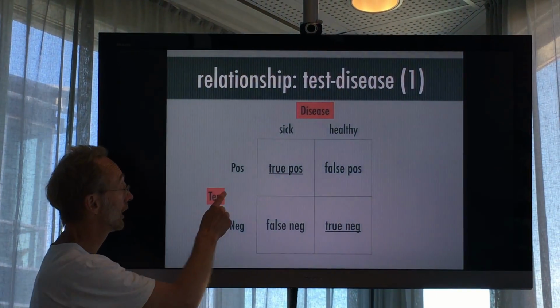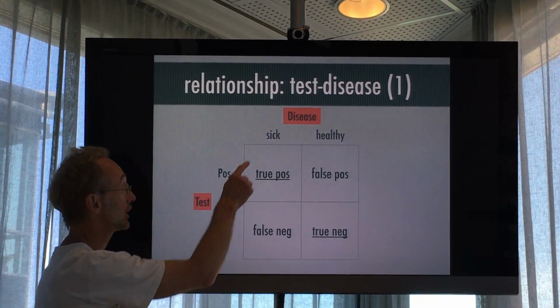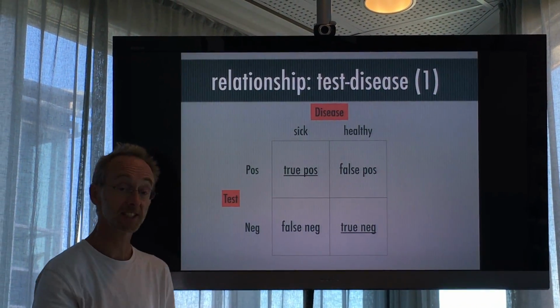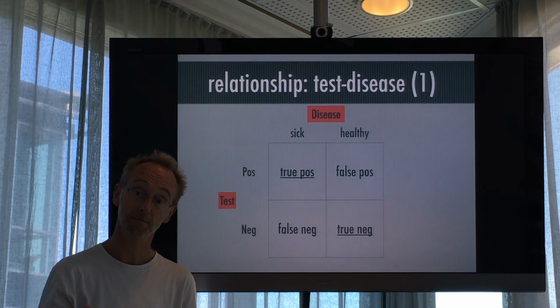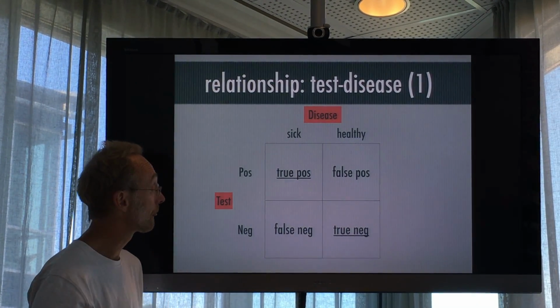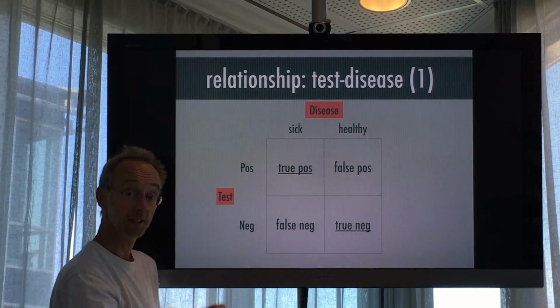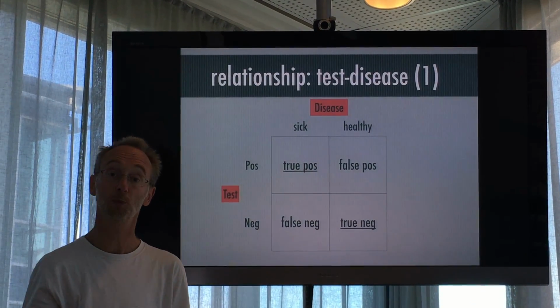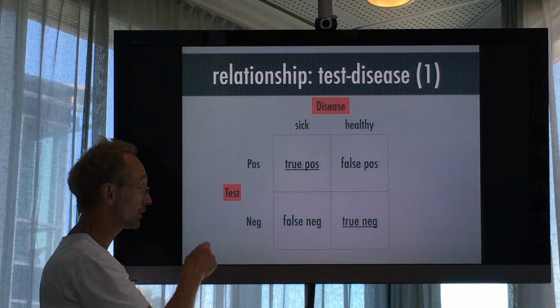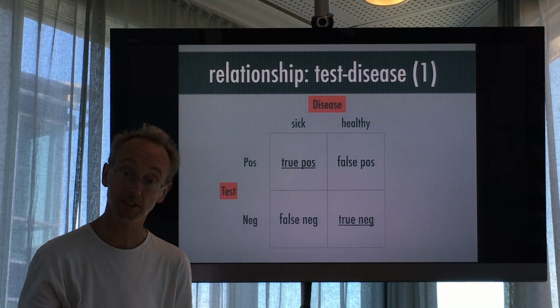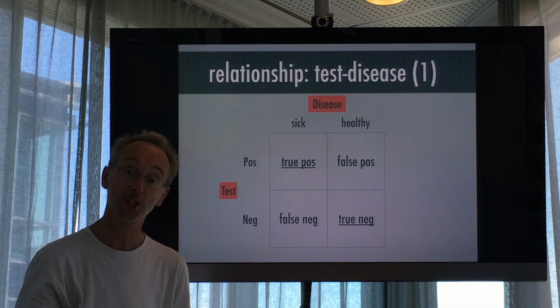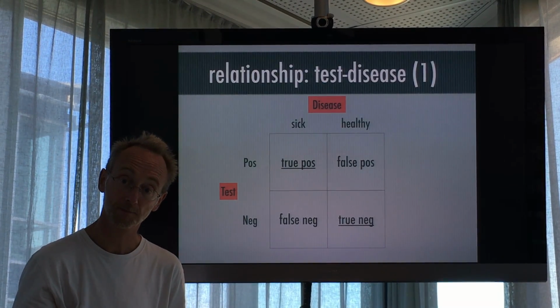We can have a true positive effect, that is a patient with a disease and the test says he's got the disease. He has a true positive result. We can also have a false negative test result. That is a patient with a disease, but the test is a poor test. It says he doesn't have the disease. So he has a false negative test result.